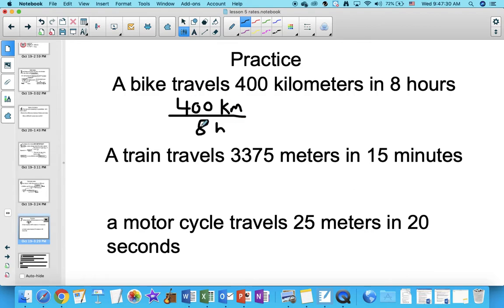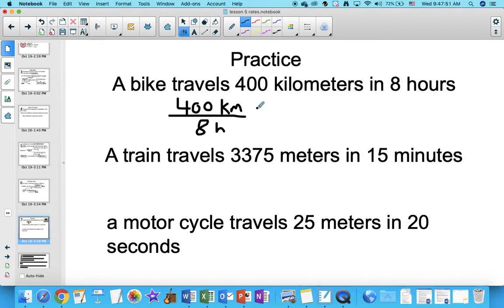So that would be our rate. We're going 400 kilometers in 8 hours. So what will we have to do to find our unit rate? Well, the way we find our unit rate is by dividing or simplifying our rate, right?